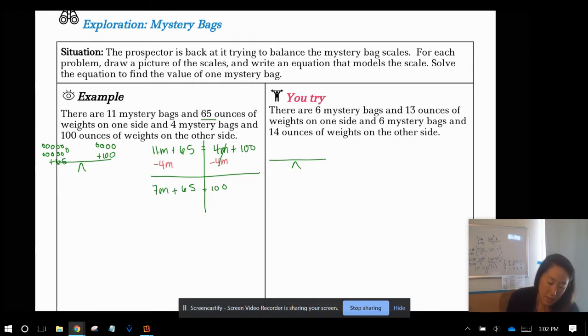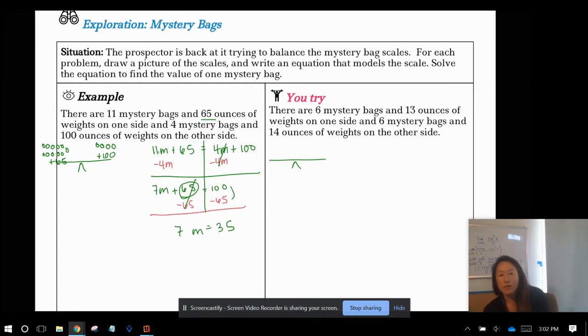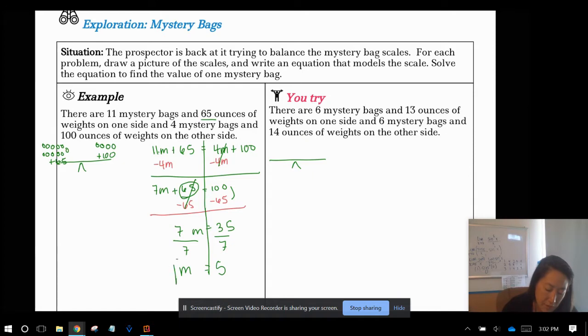Okay. Now I want to get rid of the 65. So I'm going to subtract it from each side, leaving me with 7m is equal to 35. So 100 minus 65 is 35. Divide to get the weight of each bag. So m is equal to 5 ounces each.